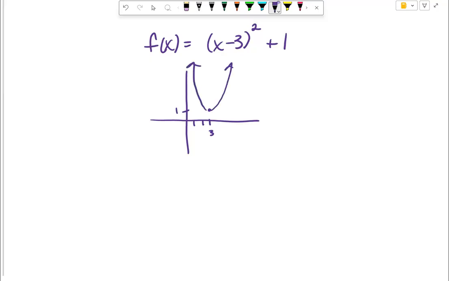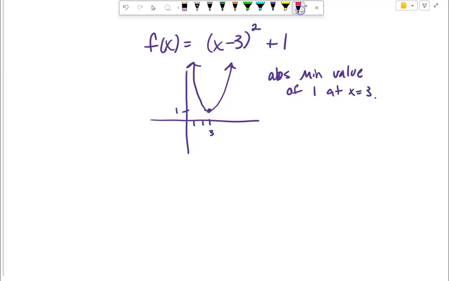So this function f is continuous everywhere. It has a domain of all real numbers, and I could say that this function f has an absolute minimum value of 1 at x equals 3. So x equals 3 is the location. I can see that this function f will never get lower than 1.